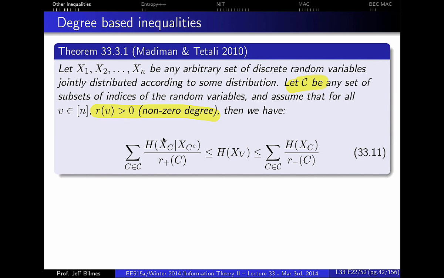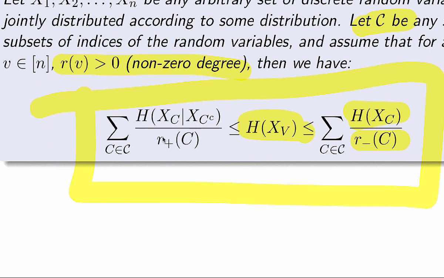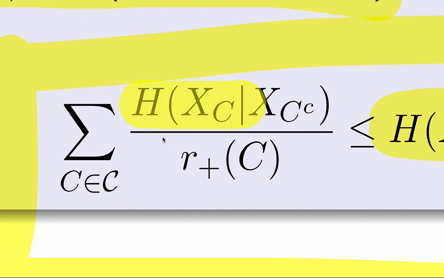We then have this set of inequalities. The entropy of the whole set has a lower bound and an upper bound. The upper bound says that we sum over all clusters and take the entropy of the clusters divided by the minimum degree. The lower bound says we take the conditional entropy of the cluster conditioned on the complement of the cluster, divided by the maximum degree.